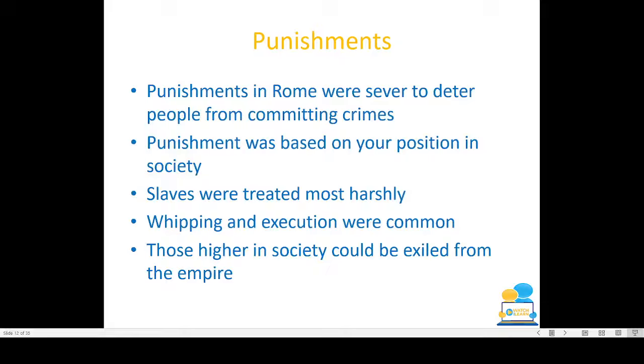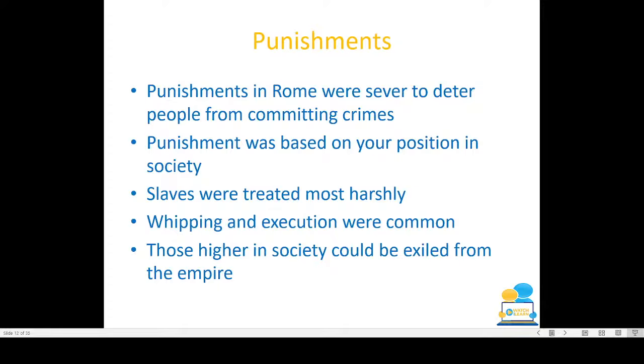It was also a form of entertainment for some people. So executions took place in the Colosseum, and lots of people would go, but the idea is that this was ingrained in society then. If you commit these certain crimes that were deemed illegal, you could be executed or whipped, and the idea is that people won't want to commit these crimes again.